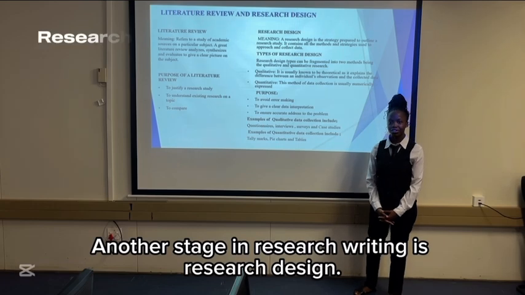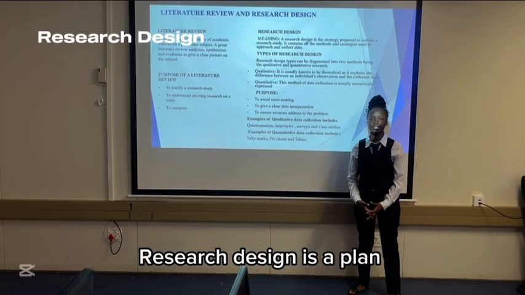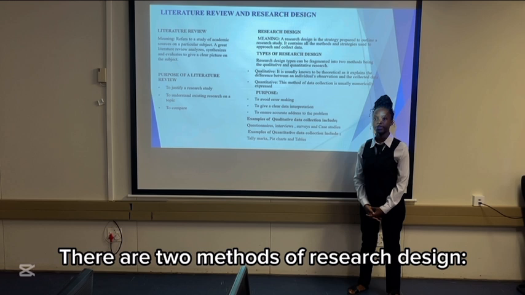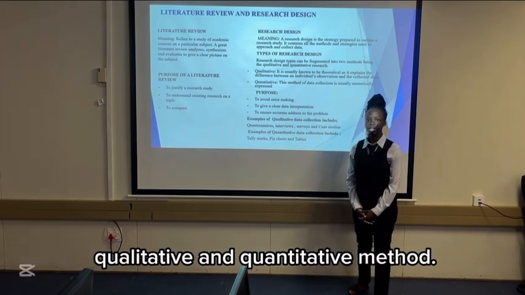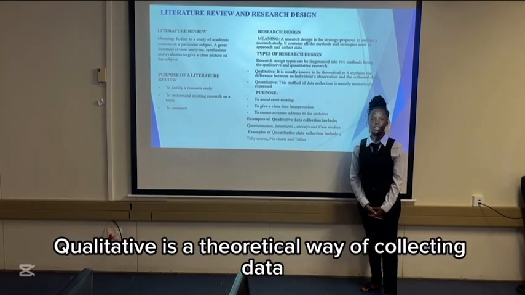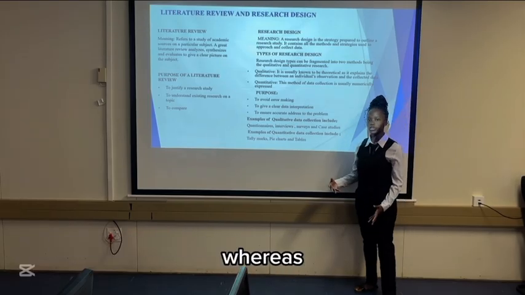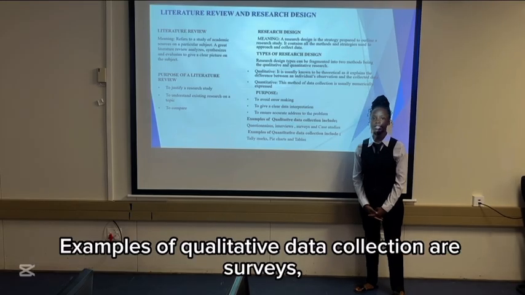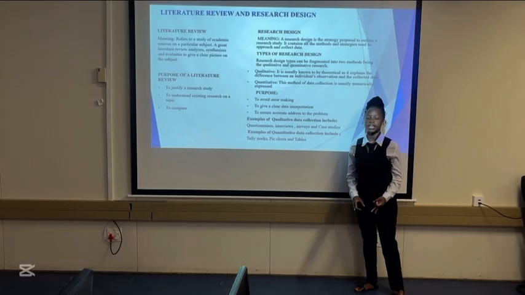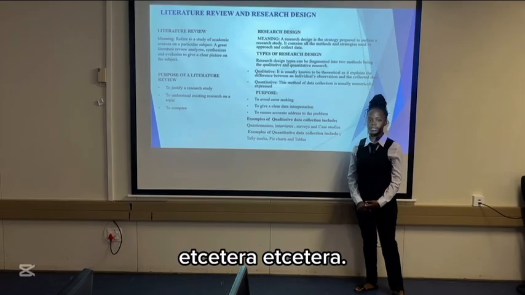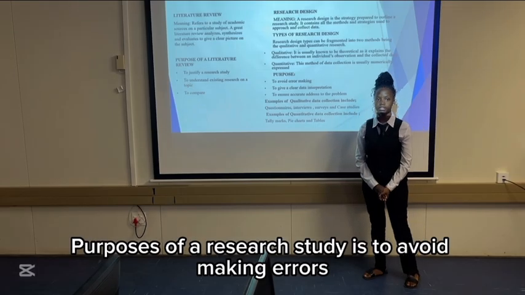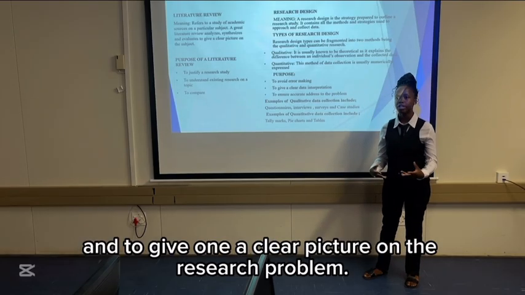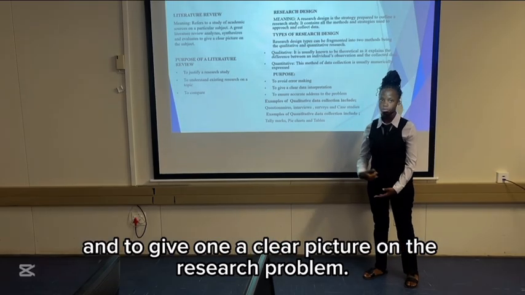Another stage in research writing is research design. Research design is a plan that is prepared to discuss a research study. There are 2 methods of research design, the qualitative and quantitative method. Qualitative is a theoretical way of collecting data, whereas quantitative is a statistical way of collecting data. Examples of qualitative data collection are surveys, interviews, questionnaires, etc. The purposes of a research design are to avoid making errors, to ensure accuracy in addressing the problem, and to give one a clear picture on the research problem.